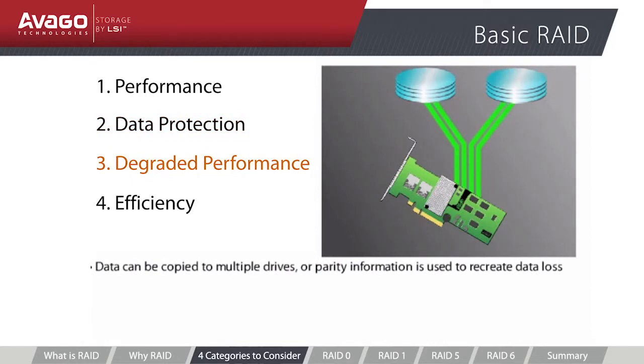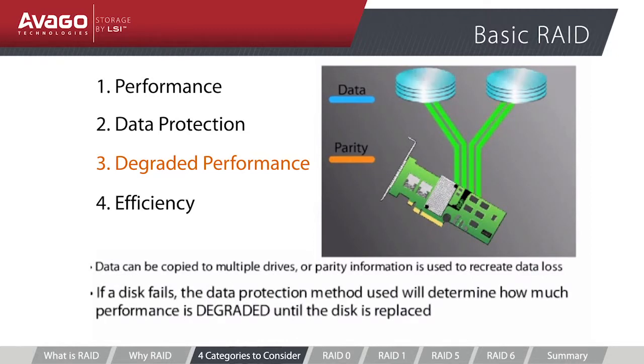The third category is degraded performance. RAID controllers use several schemes to protect data. The simplest is creating a complete copy where multiple writes are done concurrently. More complex schemes involve creating parity information for each bit of data written to the drives. If and when a disk fails, the data protection method will determine how much the system performance is degraded until the failed disk is replaced and configured.